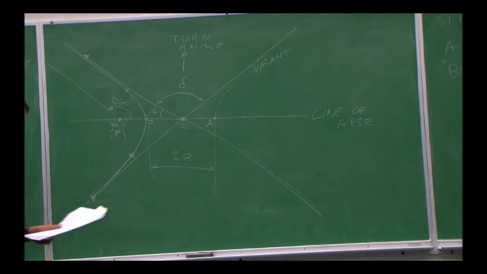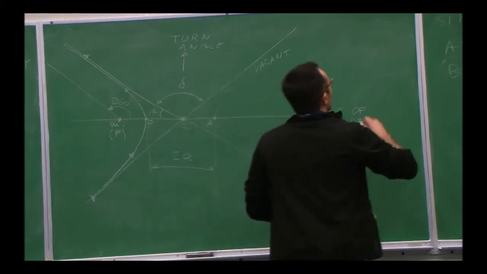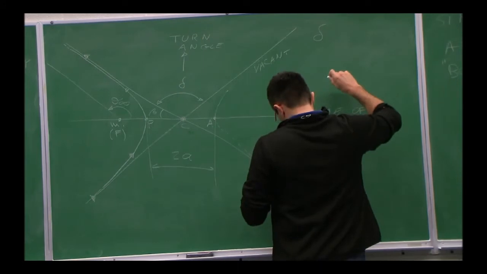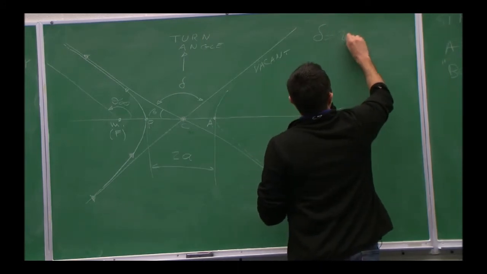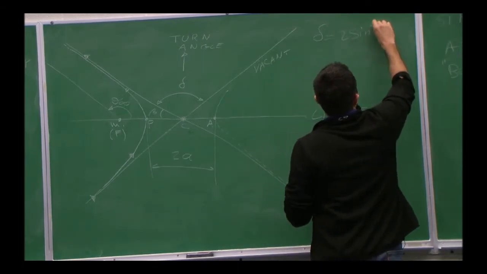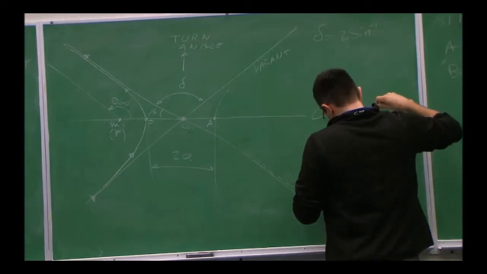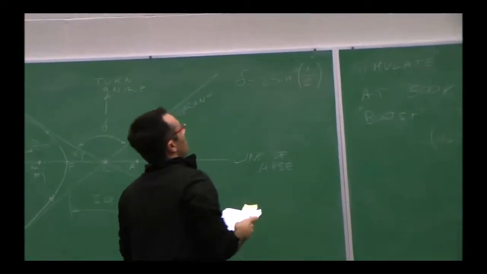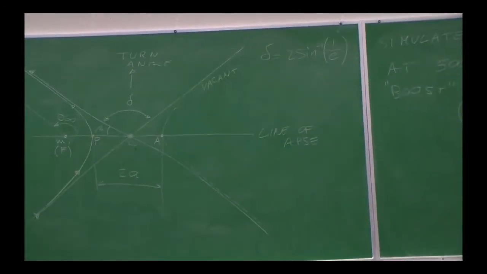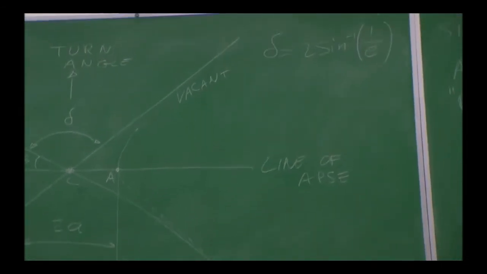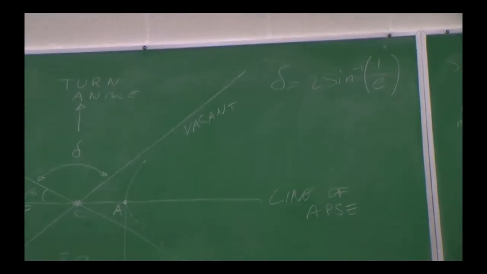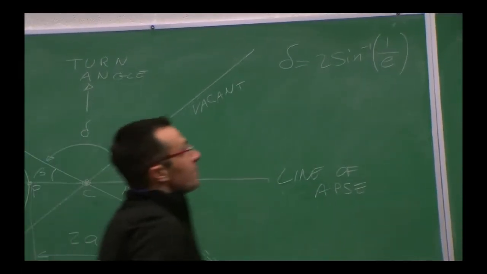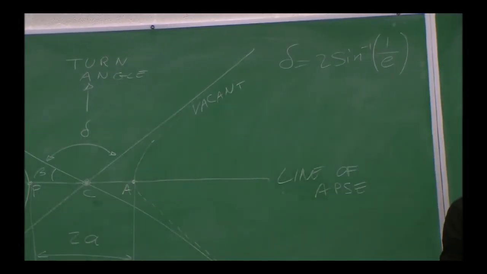Okay, so what is delta? Again, I really don't want to prove too much stuff today, so I leave it up to you to do it. It's just trigonometry here. Delta is twice the arc sine of 1 over e. And that's all we need to know. A, that I want to compute probably.